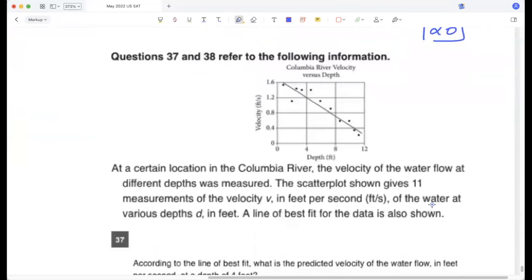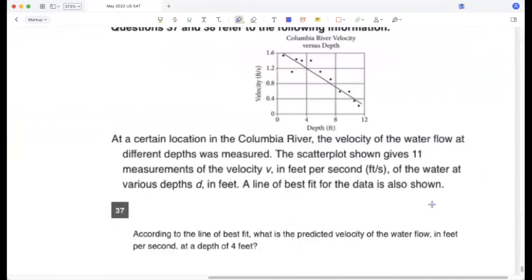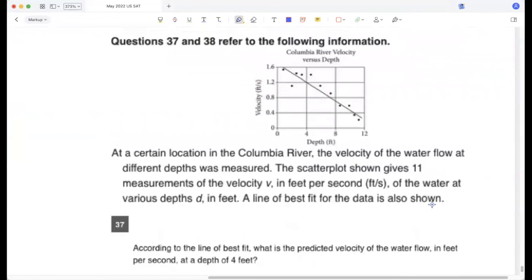At a certain location in the Columbia River, the velocity of the water flow at different depths was measured. The scatter plot shown gives 11 measurements of the velocity at various depths. A line of best fit is shown. What is the predicted velocity of the water flow at a depth of 4 feet? So that is 1.2.